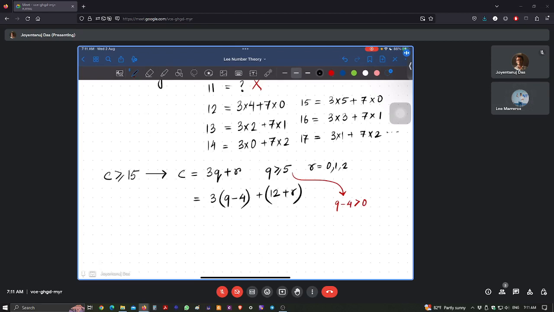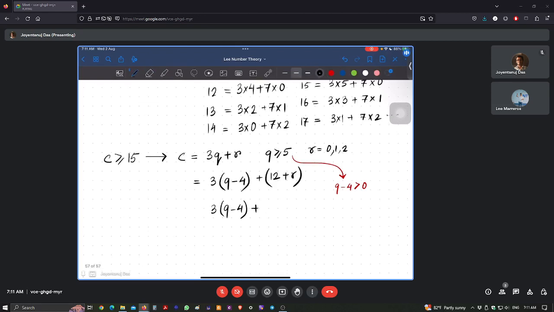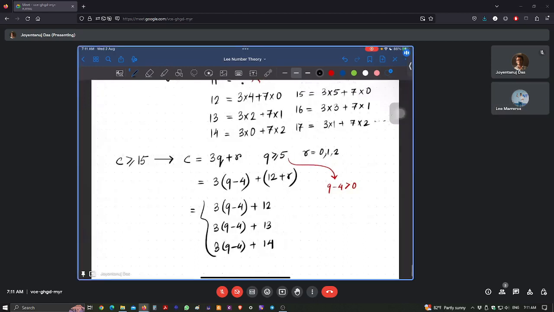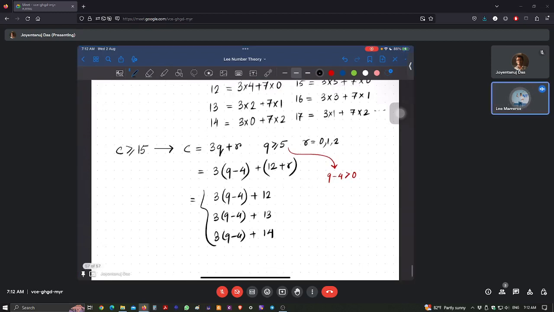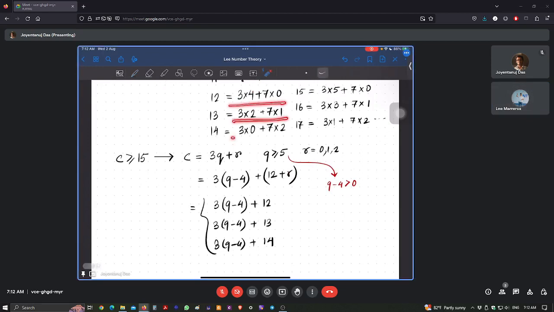So now it is 3Q, and since R is 0, 1 or 2, these are the only cases. So it is 3Q minus 4 plus 12, or 3Q minus 4 plus 13, or 3Q minus 4 plus 14. But I know the expressions for 12, 13 and 14. Expression means in terms of 3 and 7, the linear combination.